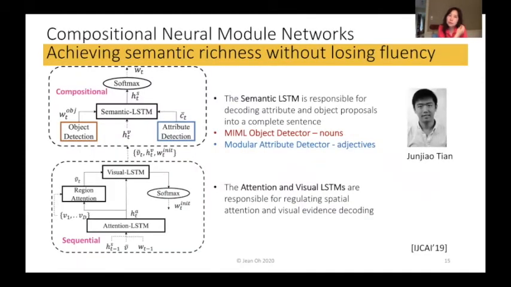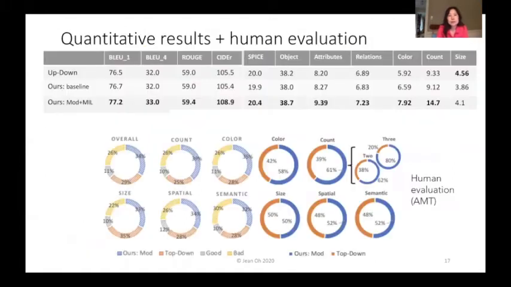So the proposed approach is the compositional neural module network. What we are aiming for here is to get the best from both sides, achieving the semantic richness while also keeping the fluency. This is work mainly done by Junjia Tian. He's a PhD student at Georgia Tech.